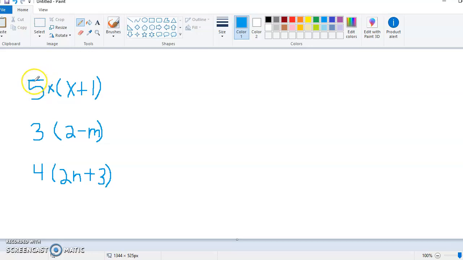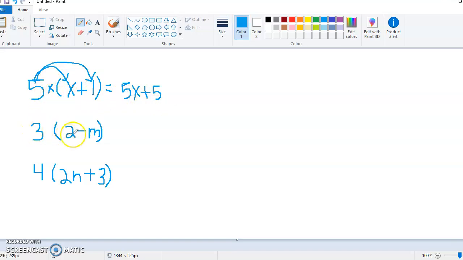So 5, we multiply 5 times the x, and that gives us 5x. So this is going to be equal to 5x. Then the sign stays the same, so that's a plus sign. And then we multiply 5 times the 1, and that gives us 5. So when we distribute the 5 to both numbers, that gives us 5x plus 5. Okay? Let's try another one.